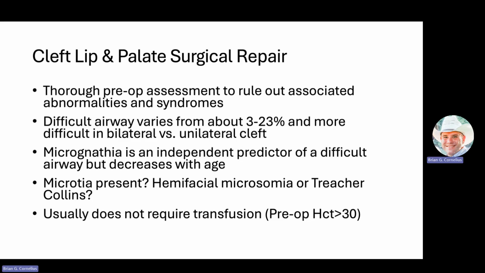So things to think about as far as surgical repair goes. Do a thorough pre-op assessment because, as I mentioned, there's about 400 other abnormalities and syndromes associated with these patients. The difficult airway incidence is about 3 to 23%, and it's generally more difficult in bilateral cases versus unilateral clefts. Micrognathia alone is a predictor of difficult airway, but it tends to decrease with age. Other things to be cautious about: microtia, hemifacial microsomia, or Treacher Collins. Most of these are non-bloody procedures, so you don't generally have to transfuse them.